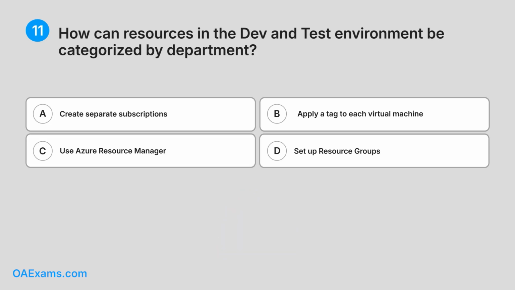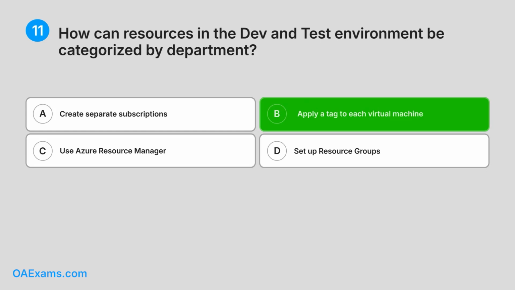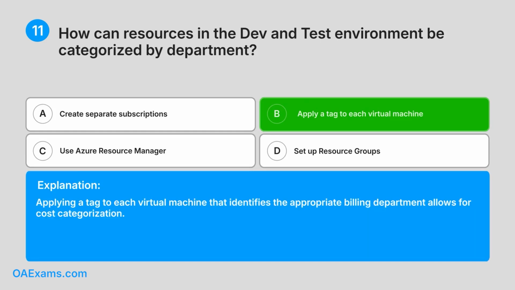Correct answer: B. Explanation: Applying a tag to each virtual machine that identifies the appropriate billing department allows for cost categorization.